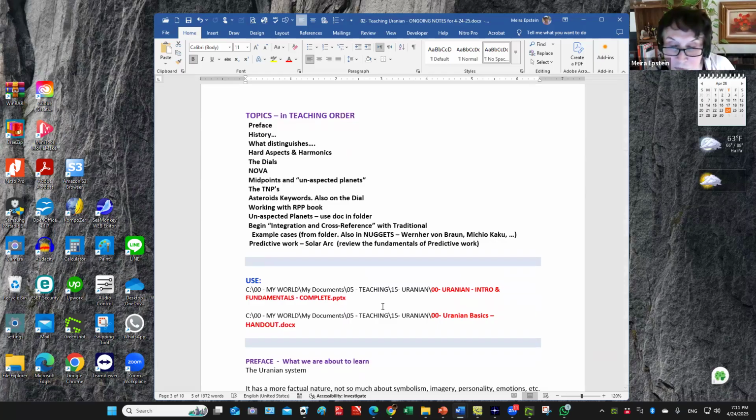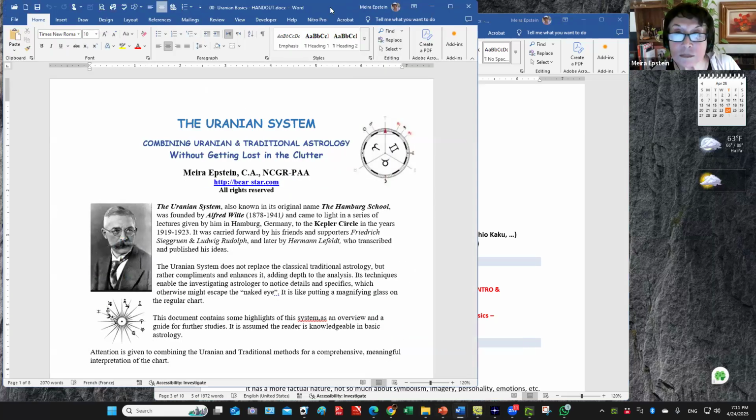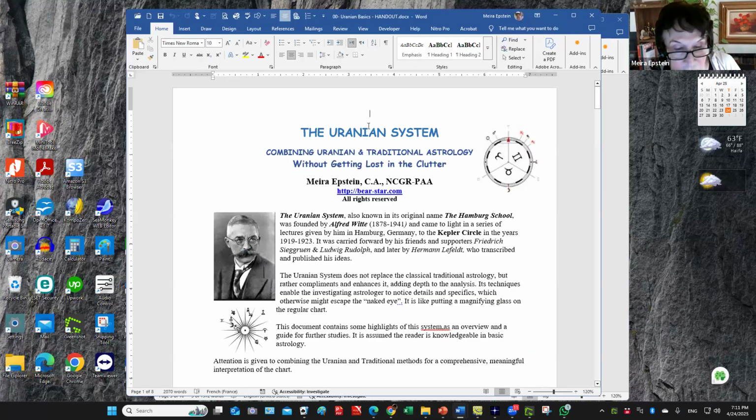Okay, so I'm going to move to another document which I will send you, and that document is this one. It's my handout. It's not one page. It's a few pages. It's about the system. So this is like an overview. I'm going to run an overview of the system.